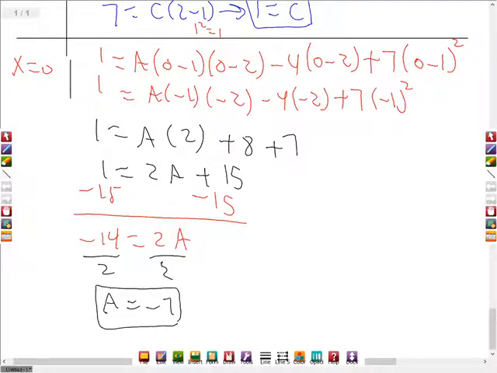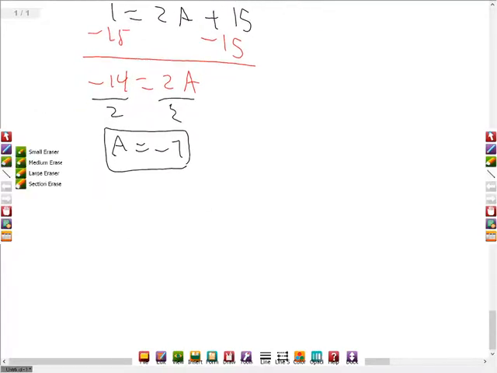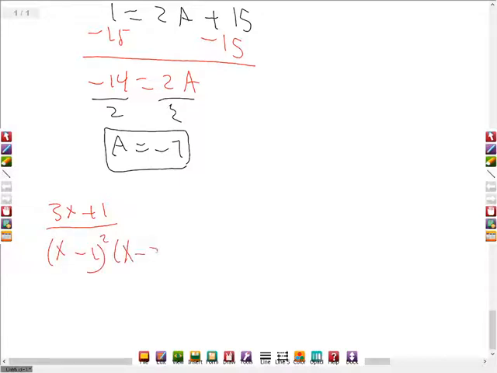Then let us write our answer. The final answer. My function was 3x plus 1 over x minus 1 square and x minus 2 equal.